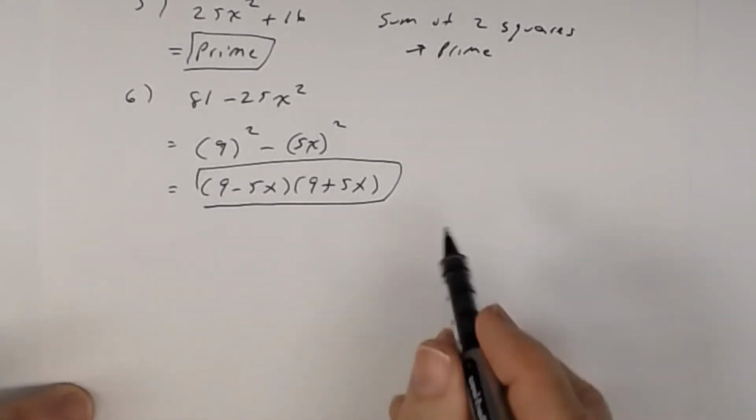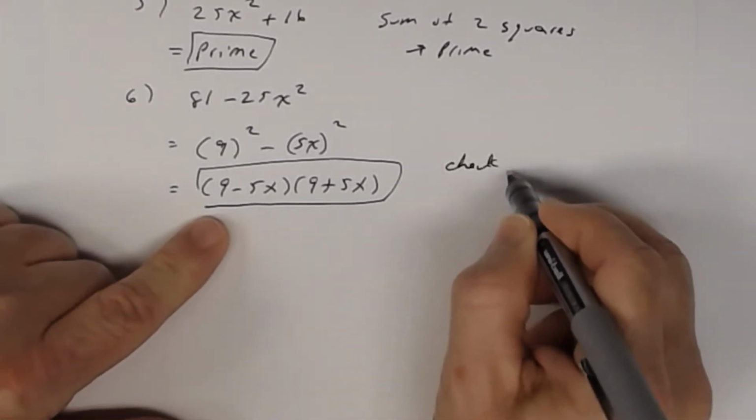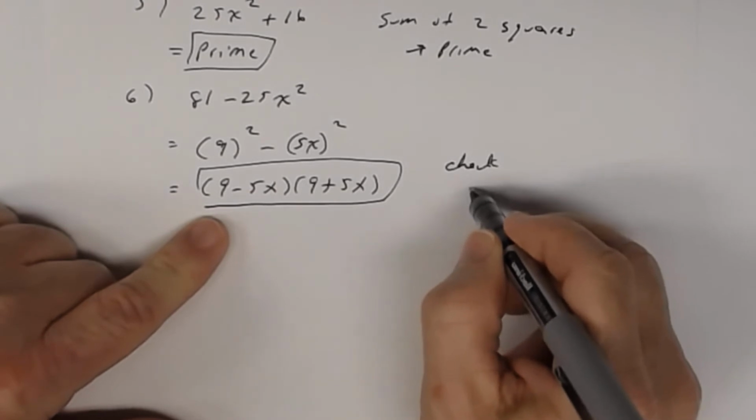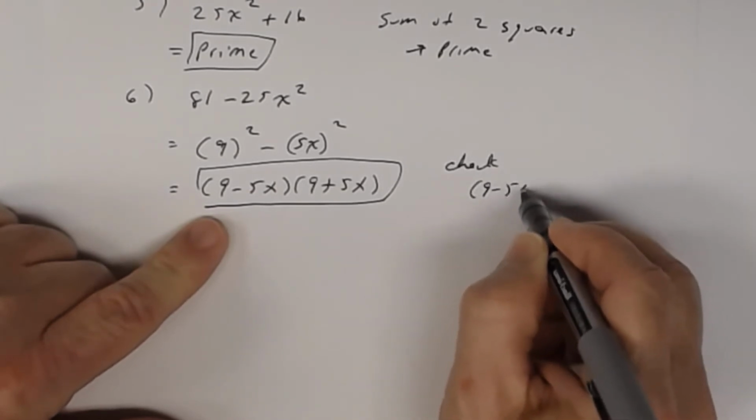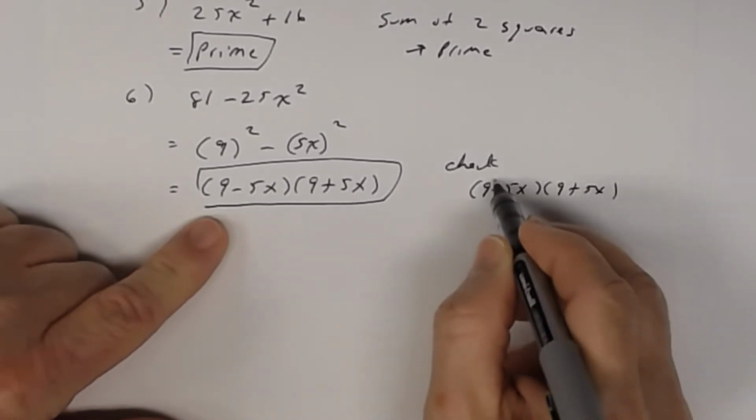Okay? And remember, always check. If you're not sure that what you have is correct, check it. So FOIL it out. Let me go ahead and do this one. So 9 minus 5x times 9 plus 5x. And so we're going to FOIL.